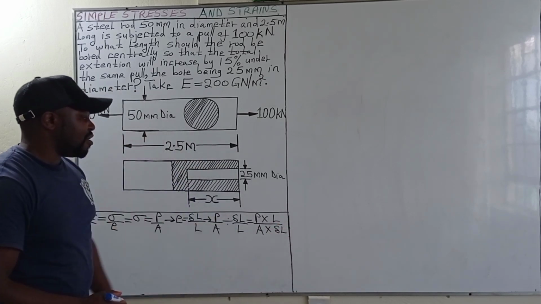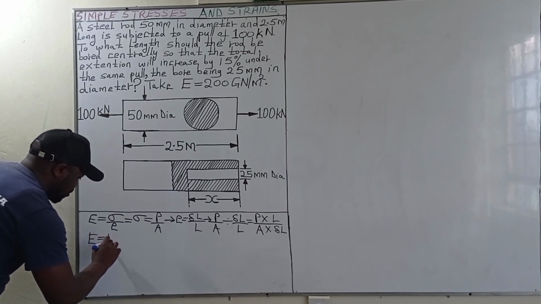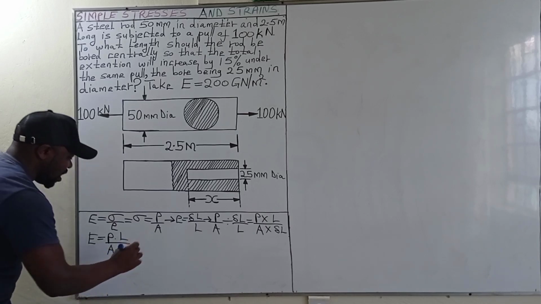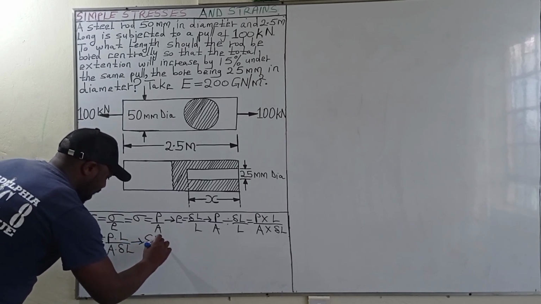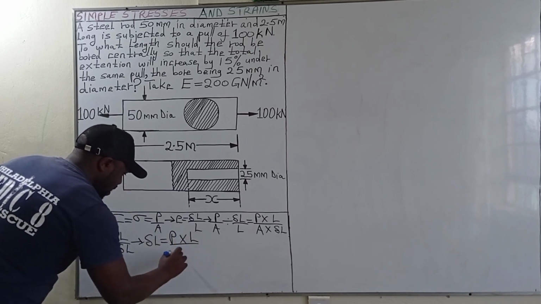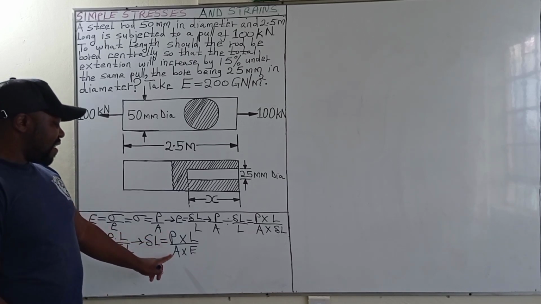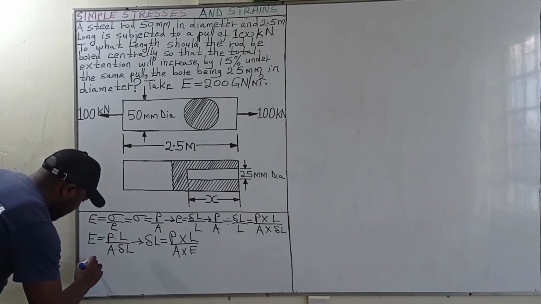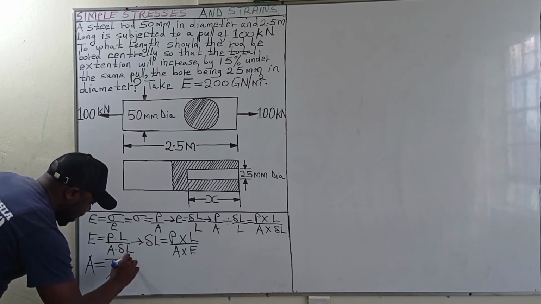That is the reciprocal of strain, and thereby giving us the Young's modulus of elasticity to be load times length divided by cross-sectional area times the change in length. Making change in length the subject, we get the change in length equals load times the original length divided by cross-sectional area times the Young's modulus of elasticity. But load over area is what? It is stress. Now, the cross-sectional area of the steel rod will be given by pi over 4 d squared.